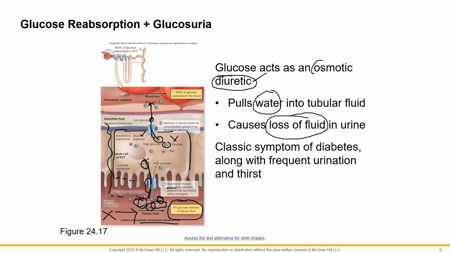So this condition where glucose is excreted in urine is called glucosuria, and it is a classic symptom of diabetes. And because there's frequent urination, you're losing water, so your blood volume goes down. When your blood volume goes down, your brain recognizes the loss of blood volume and gives you the sensation of thirst. So you go and hydrate yourself, and that in turn brings your blood volume back up. So some of the classic symptoms of diabetes are frequent urination, presence of glucose in urine, and excessive thirst as well.